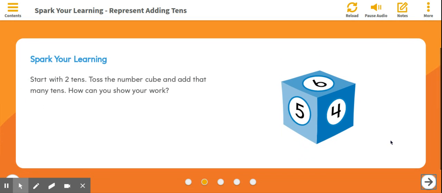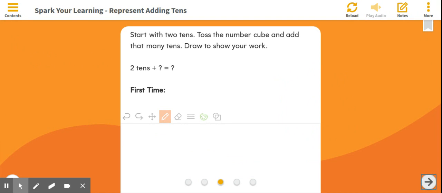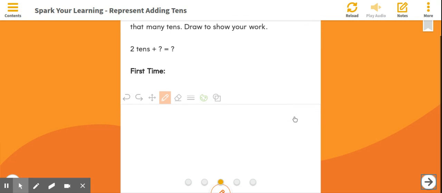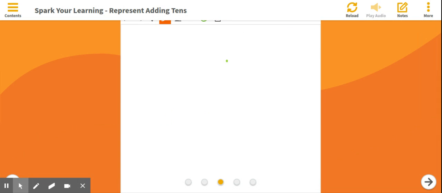So our first problem that you have on your Spark Your Learning page on page 349 is start with 2 tens, toss the number cube, which is a dice, and add that many tens. How can you show your work? So we're going to do that twice. And I'm going to draw a picture just like you will because you have a space in your book to draw your picture. So I want you to make sure that you're drawing your picture.